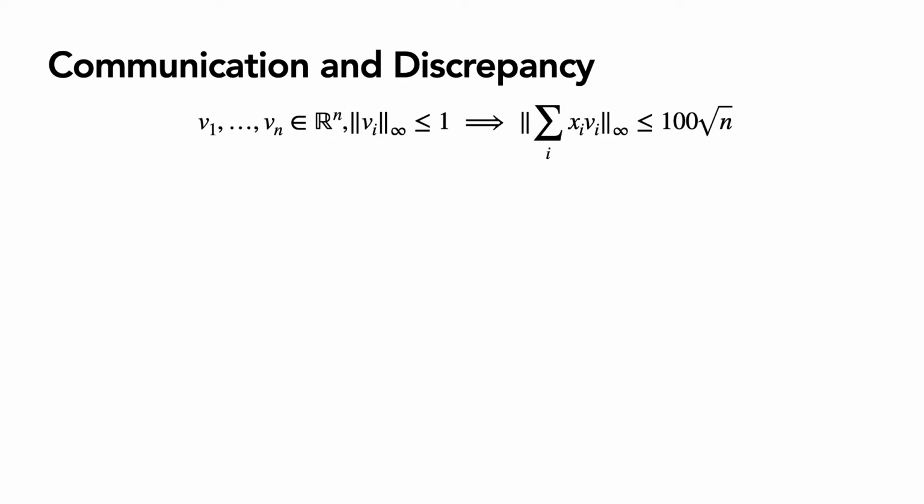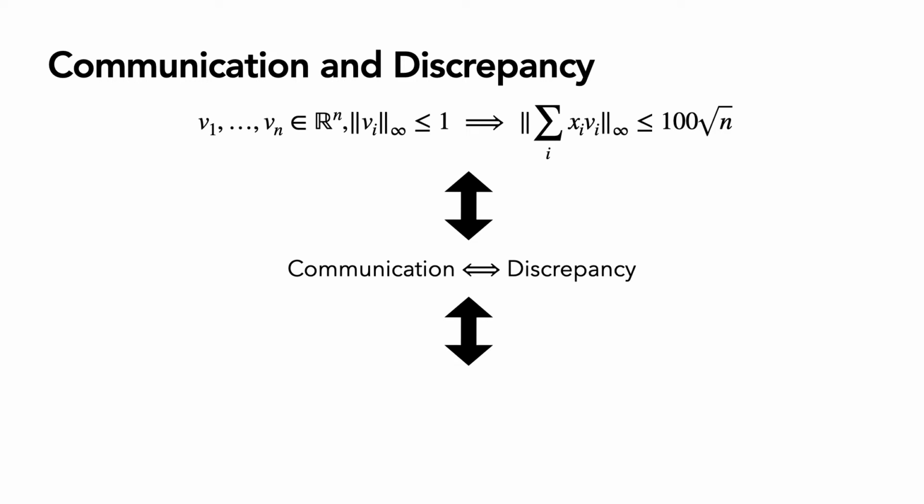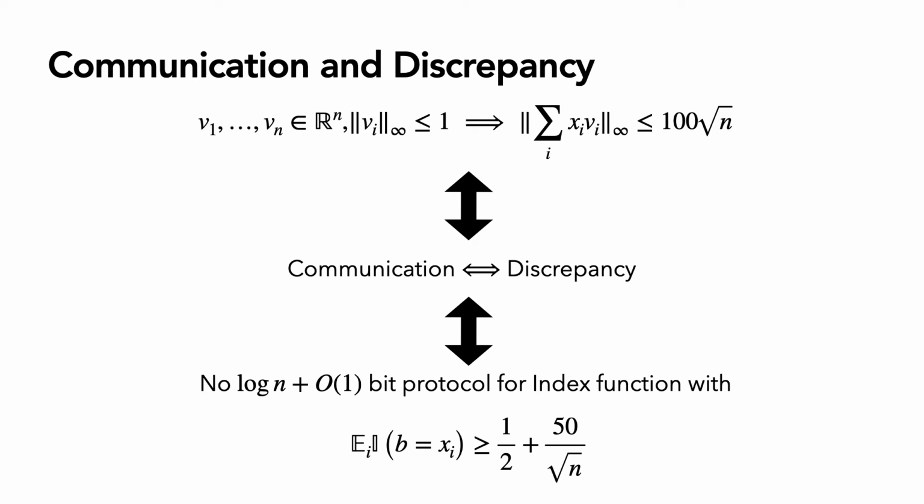Recall that the statement of Spencer's theorem stated that for vectors v1 to vn, there are signs xi such that the norm of the signed sum of xi vi is less than a constant times square root n. Using the connection between discrepancy and communication, this shows that there is no log n bit protocol for the index function with average probability of success half plus a constant over square root n.